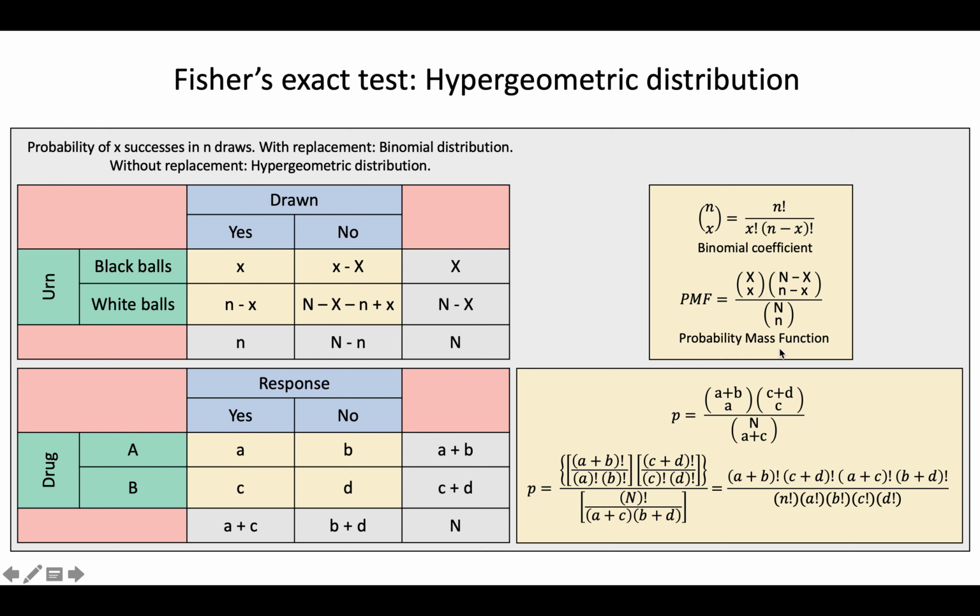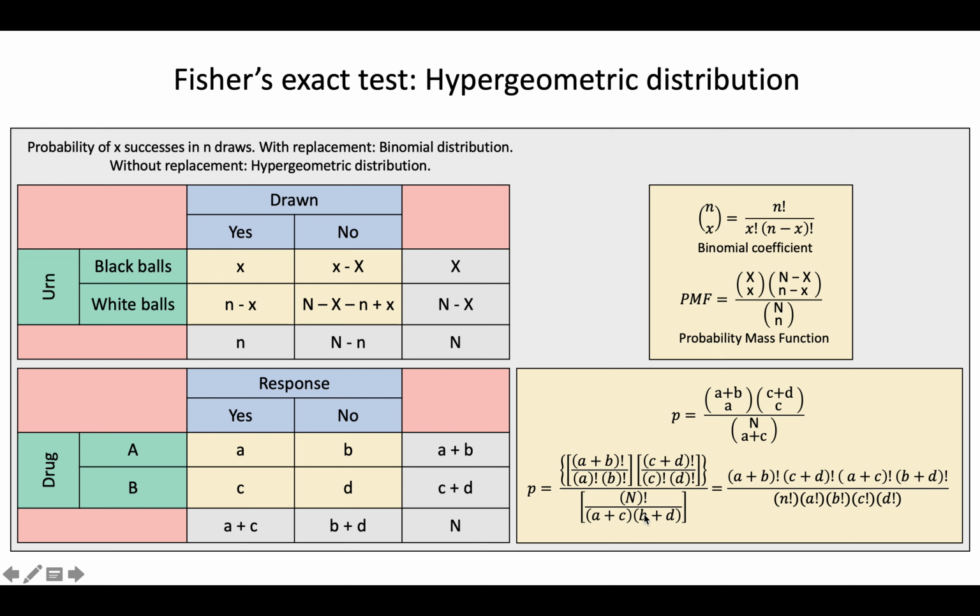So by doing this, obviously you replace this. I'm not going to talk about x anymore. I'm going to talk about a, b, c, and d, and then there's going to be exactly this: a plus b choose a times c plus d choose c over n choose a plus c.